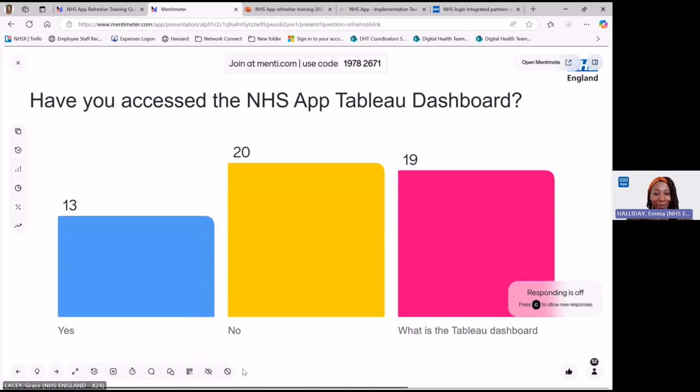I think we got another question. Have you accessed the NHS App Tableau dashboard? Because that is what we're going to be talking about next. So 13 have, 20 have not, and 19 are saying, what is the NHS App Tableau dashboard? So that is a fantastic segue into James talking about the NHS App Tableau dashboard.